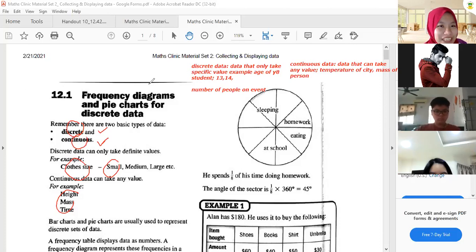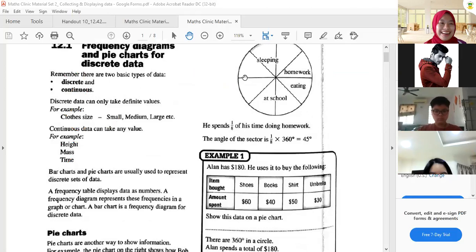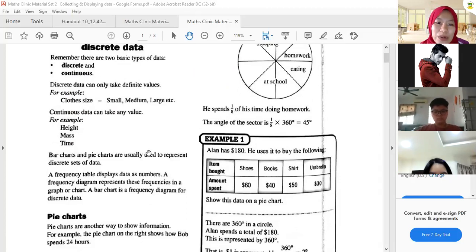Histogram, have you ever heard about histogram before? Okay, most of the students, I would say most, not all, have heard it. Histogram looks similar to the bar chart, but it is not. They have differences. So what are the differences? You should take a look into it right after this.